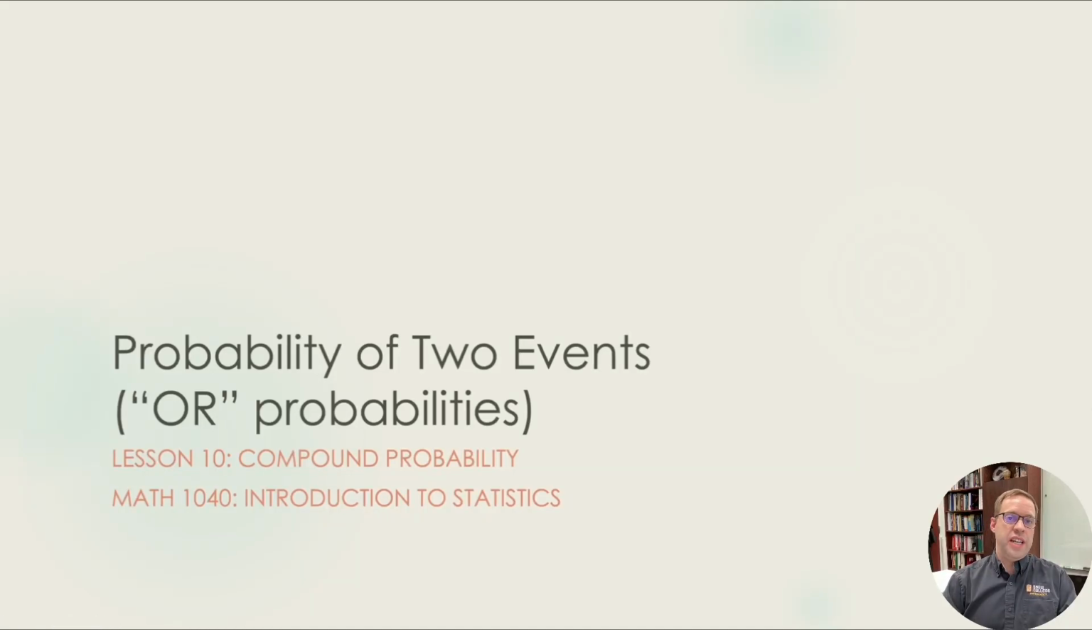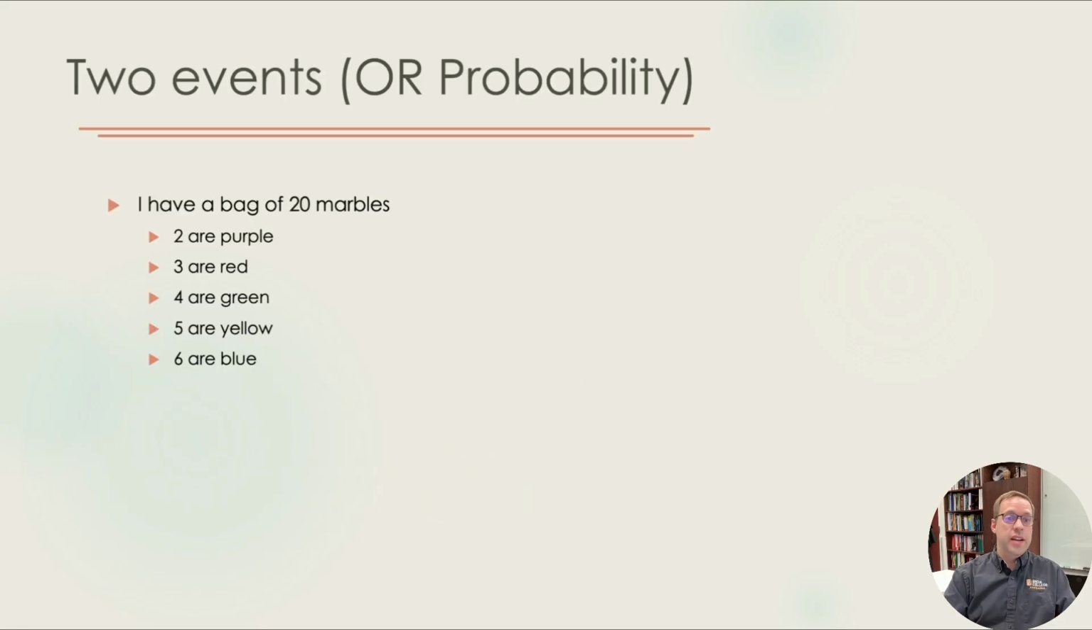Let's turn our attention now to looking at probabilities of two events. There are a couple of different ways we can look at them. We can look at two events happening, one or the other, or we could look at both of them happening at the same time, meaning one and the other. We'll start off with the first one, talking about or probabilities, having one event or the other.